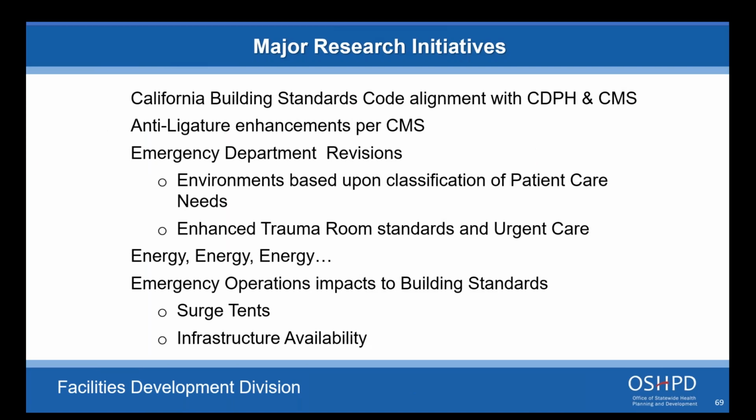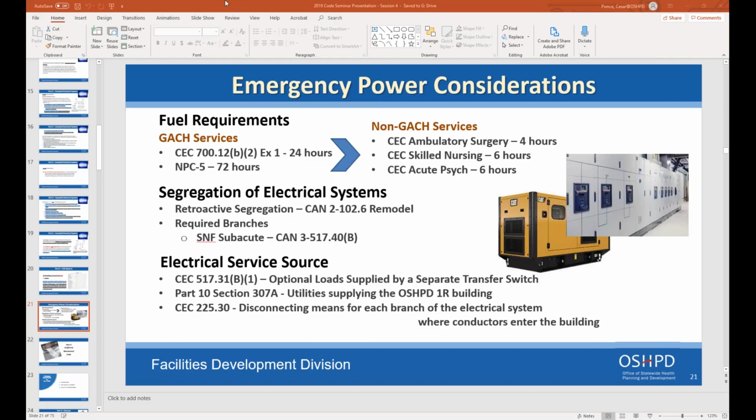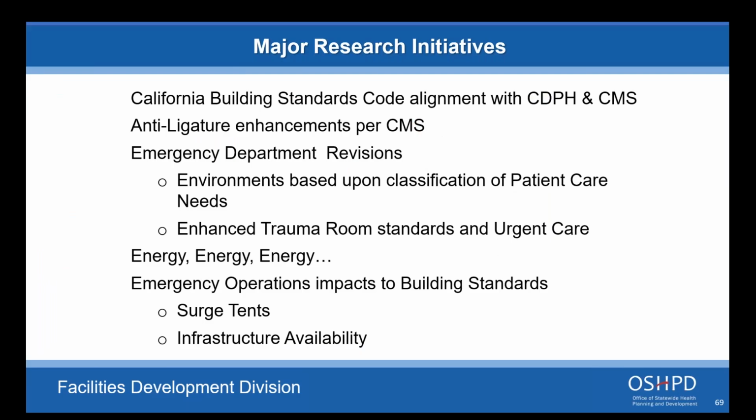Okay, the California Building Standards Code alignments. We're working with CDPH, trying to align with CMS. There's a lot of questions on the fuel requirements for both hospitals and skilled nursing facilities. A lot of rumors going out there that they're going to be requiring 96 hours worth of fuel. Unfortunately, there's probably some truth to that.